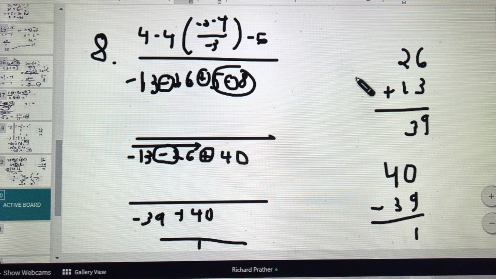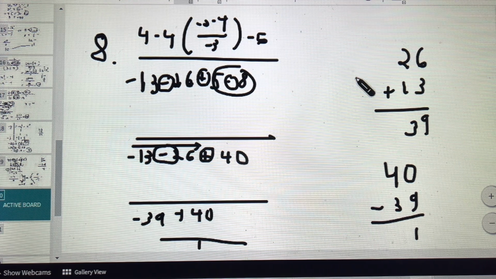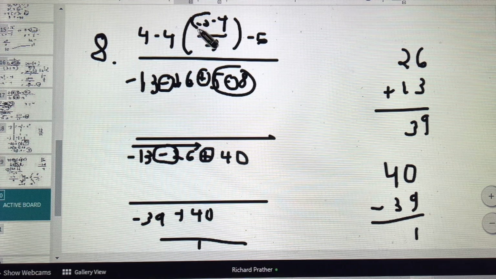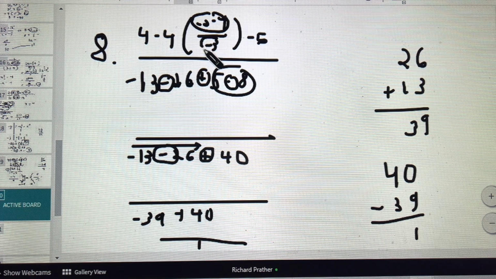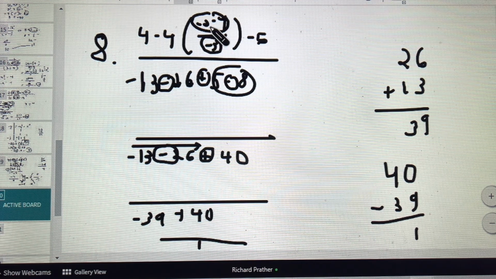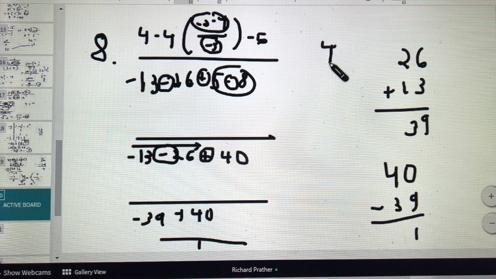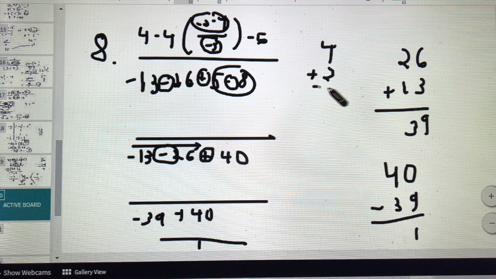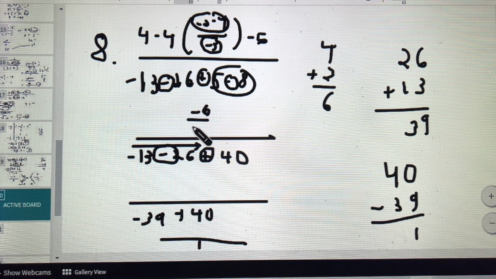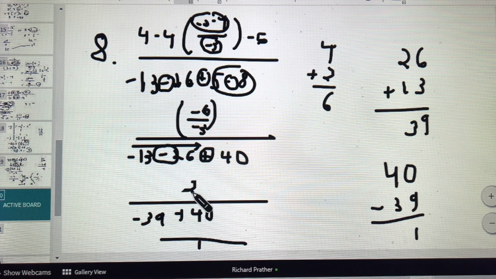So if we only had the top of this problem, we would do that parenthesis first. And since it's a fraction, you have to get the top down to a single number. The bottom's already a single number. So I'd have to do -2 minus 4 or -2 plus -4. That's where you add them and keep the sign. So that would be -6. -6 divided by -3 is +2.